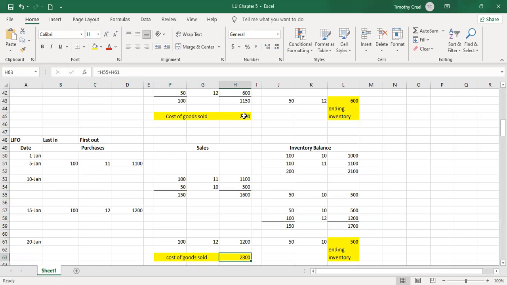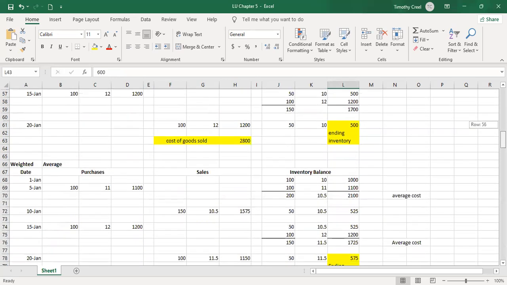And think about it this way. Over time, prices tend to increase. Like lately, you've seen price increases going up a lot. So notice that you had cost of goods sold of 2,700 with FIFO, 2,800 with LIFO. You had ending inventory of 500 with LIFO, 600 with FIFO. So you're going to see a little bit different numbers with each one, whichever one you choose. So these two basically kind of choose one extreme or another.